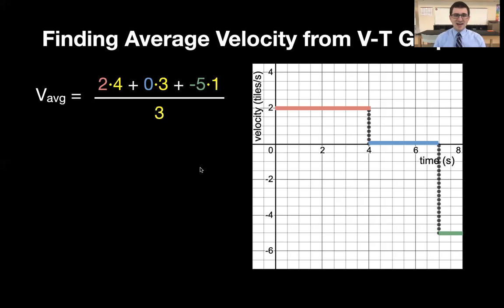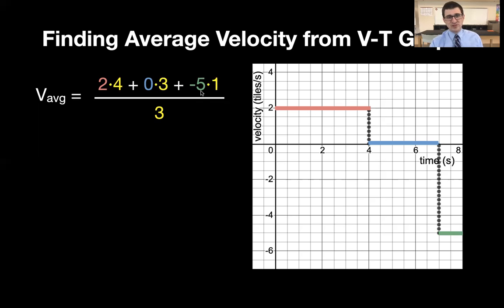So I actually added in by multiplying by 4, 3, and 1, which is the number of seconds it had each velocity. 4 seconds for 2 tiles per second, 3 for 0, and 1 second at -5 tiles per second. And then divide by 3 because there's 1, 2, 3 velocities. But actually that's a trick because we're no longer counting up the velocities.